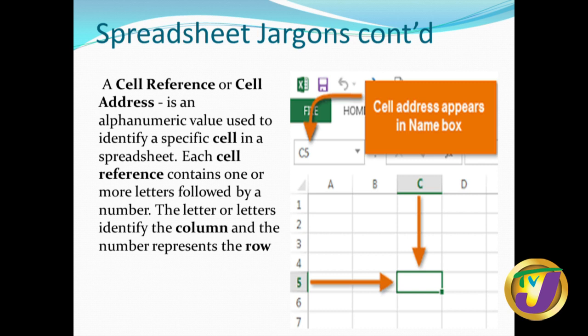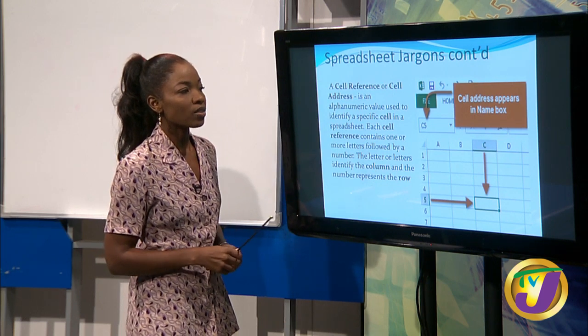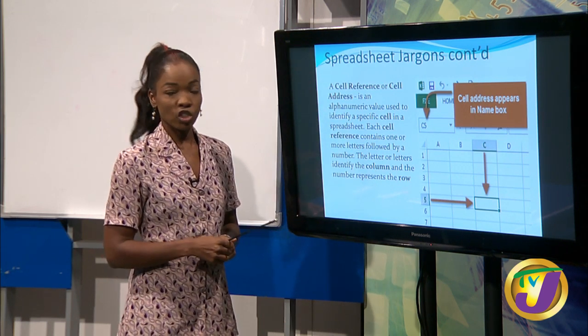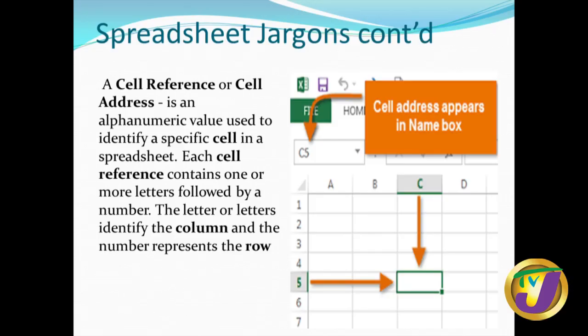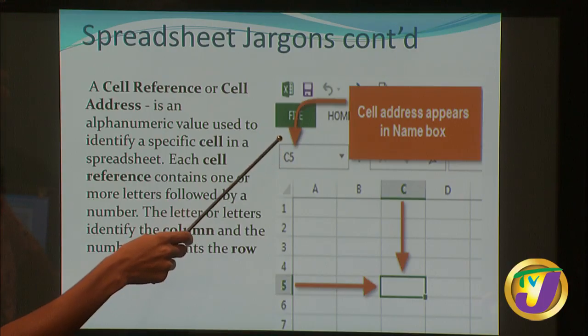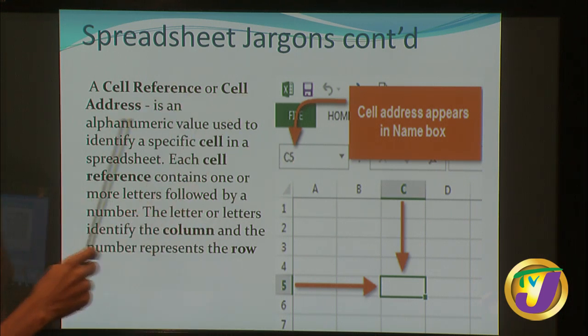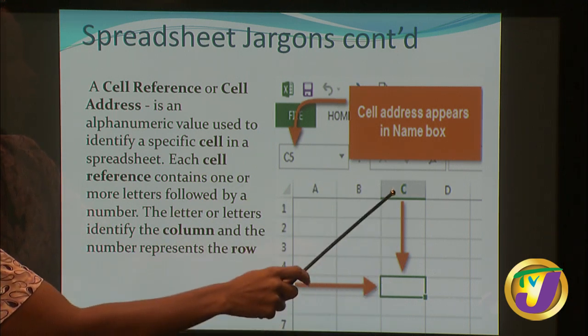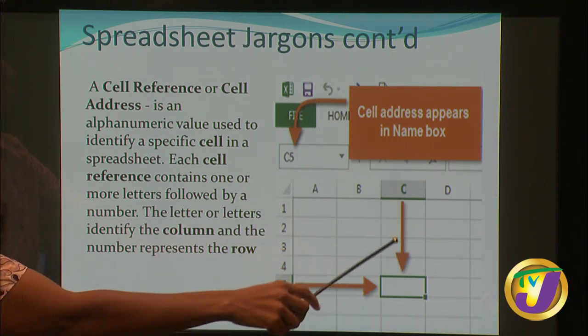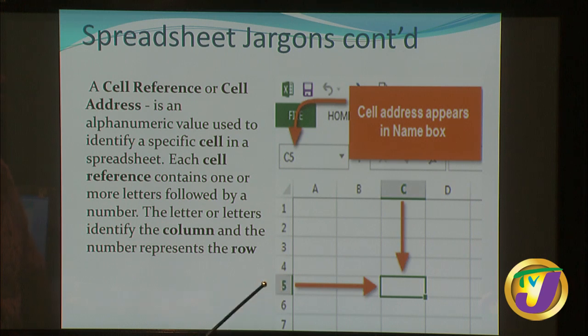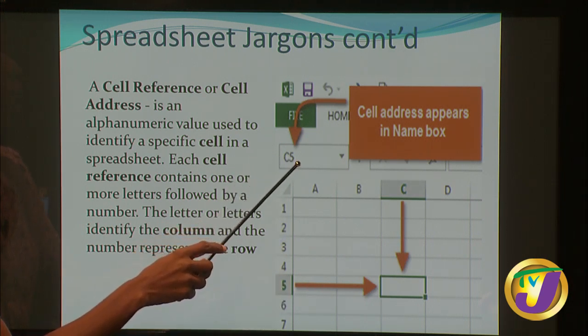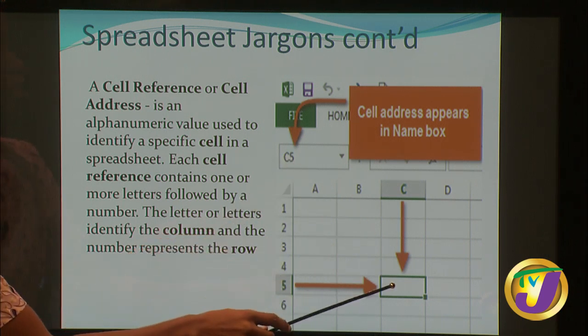A cell reference or cell address is an alphanumeric value used to identify a specific cell in a spreadsheet. Each cell reference contains one or more letters followed by a number. The letter or letters identify the column, and the number represents the row. So right here, we are showing you what we call the name box. The name box will give you the cell reference or cell address that you are actually working in. So at this time, the example is showing you that you are working in column C and row 5. In the name box, you see C5 comes up because that's the cell that you are working in.